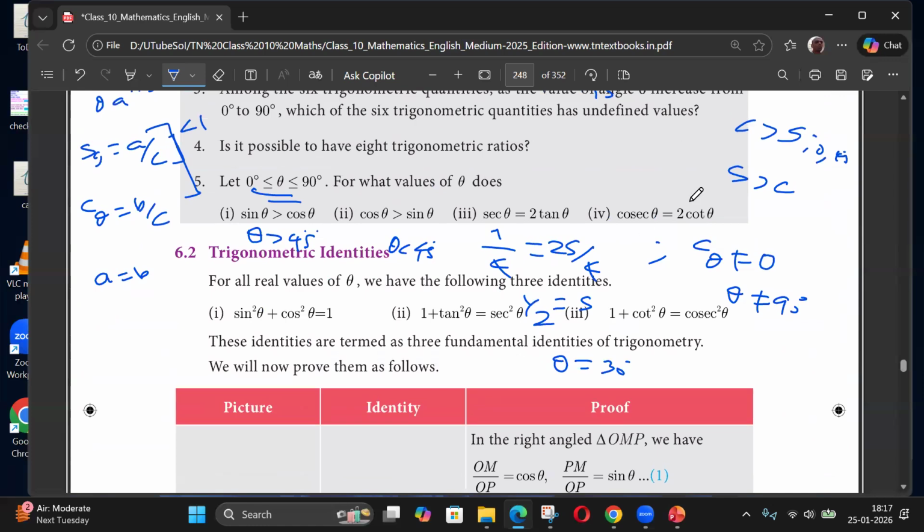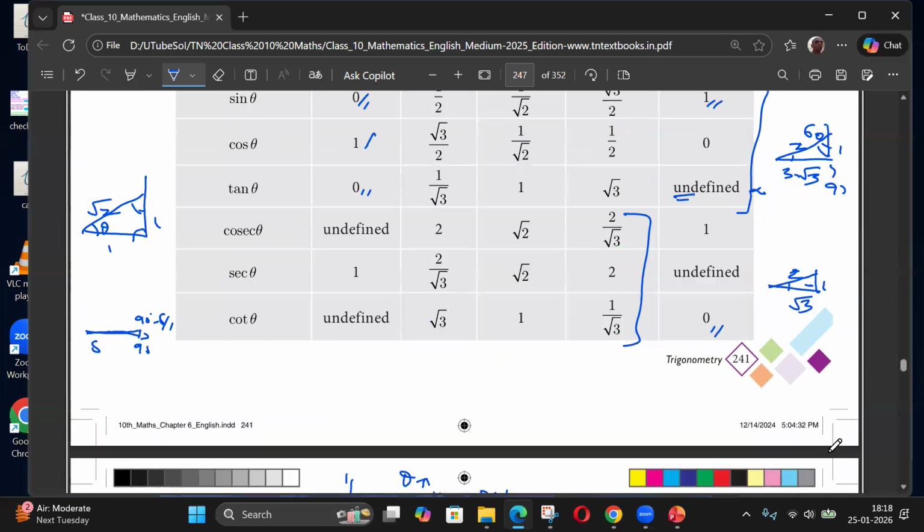So cosecant is 1 by sine, and this is 2 into cos by sine. So sine I can cancel if theta is not equal to 0. This thing should be satisfied. And then cos is half. Cos half means theta equal to 60 degrees.